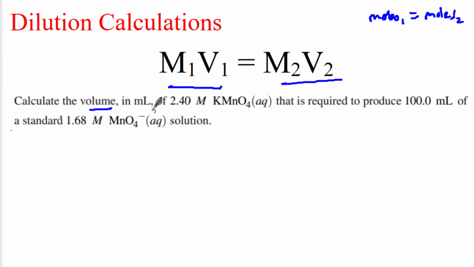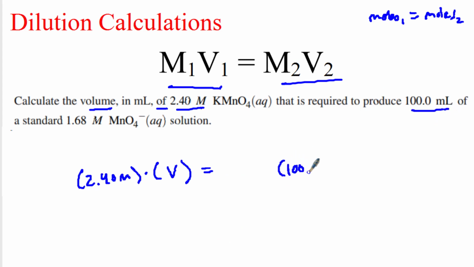Calculate the volume in milliliters of 2.40 molar. So we have 2.40 molar of, which means multiply, of the volume. So we don't know how much volume we have of this. And here it says produces 100 milliliters of 1.68. So of means multiply, 1.68 molar. We've got to make sure we put these together because it's 100 milliliters of the 1.68.